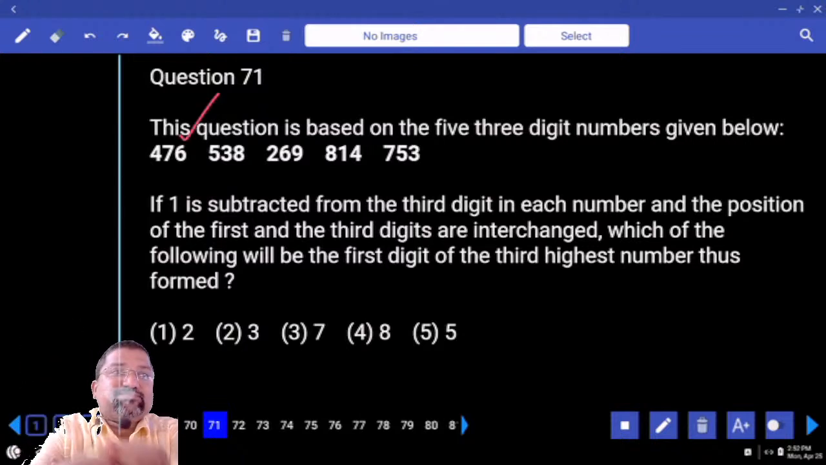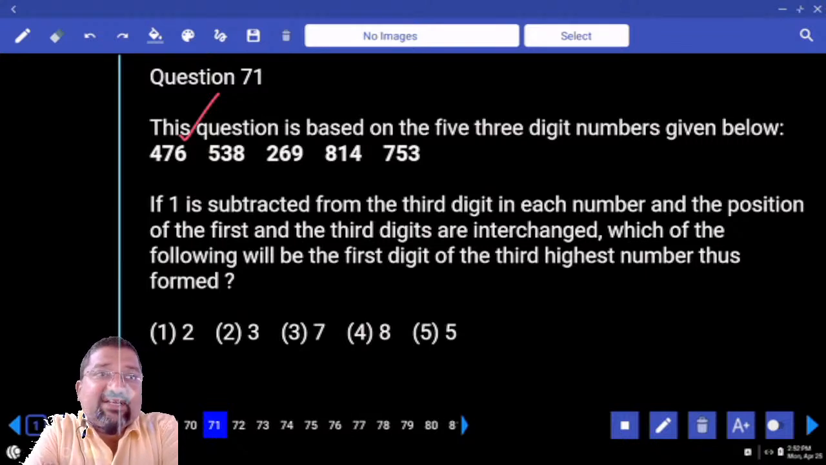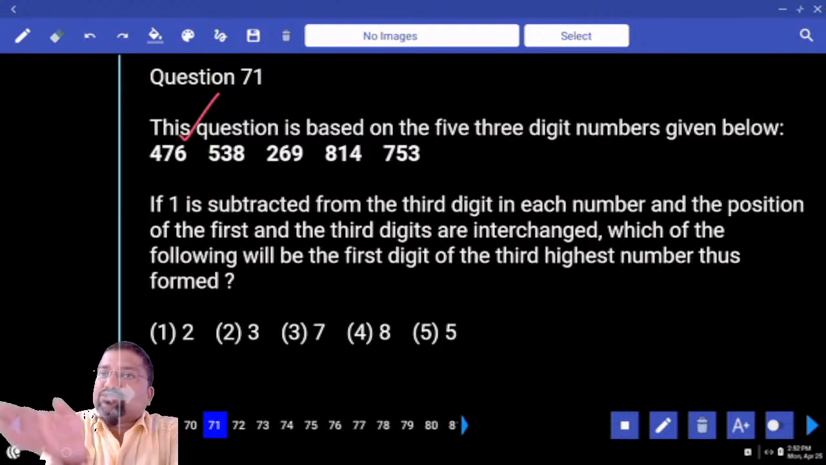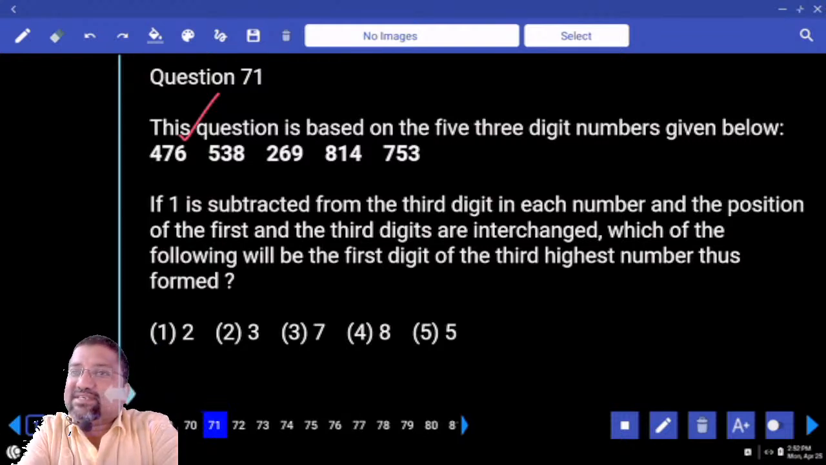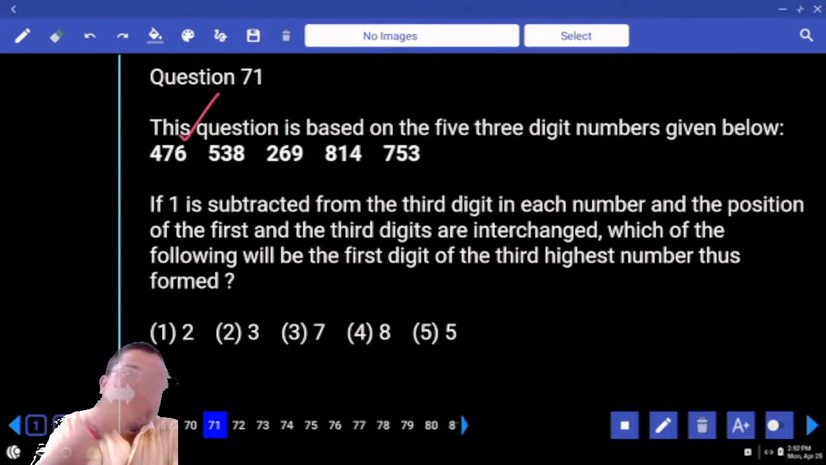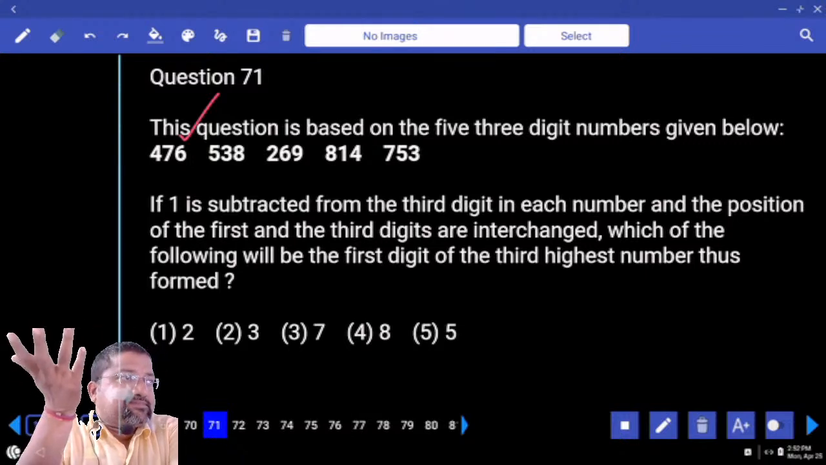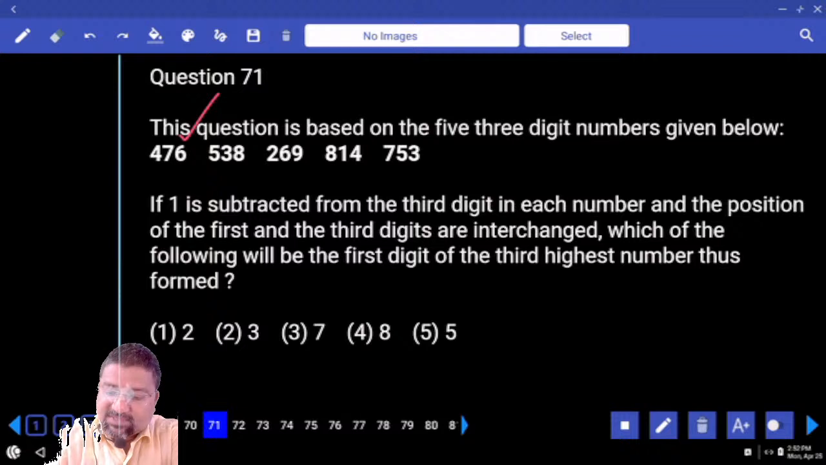What is the third highest digit? 986. This is it. 6 will remain as 6. It will become 5. Because minus 1. And this 5 goes to the first place. And he is asking us what? The first digit. So obviously what is your answer? 5. Is this clear? Next.